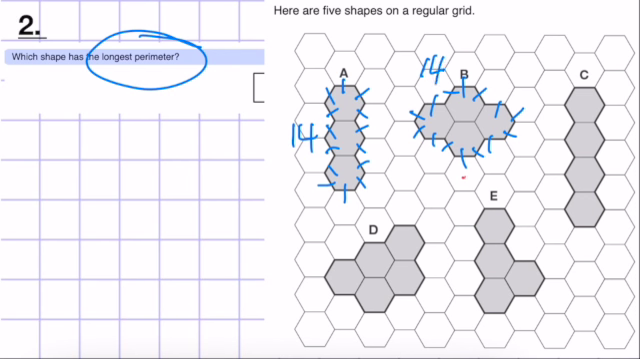Let's look at C now. 1, 2, 3, 4, 5, 6, 7, 8, 9, 10, 11, 12, 13, 14, 15, 16, 17, 18. So at the moment, C has got the longest perimeter.